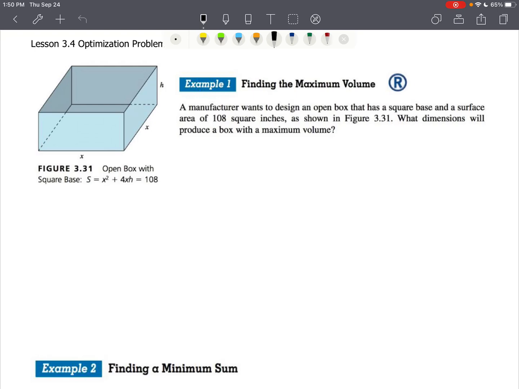Okay, so we're going to think about what it is that we need to optimize. Optimize means maximize or minimize. So we want to maximize our volume. To maximize our volume, that means our primary equation is going to be our volume equation. The primary equation is the formula we're going to optimize.